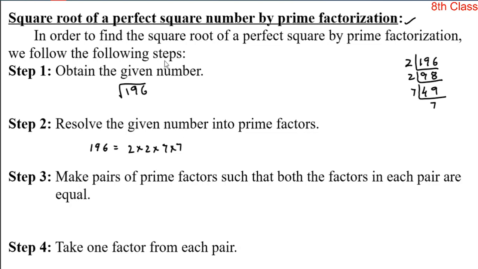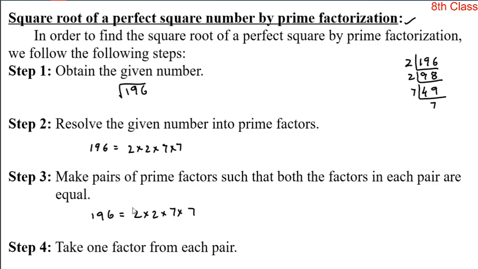That means in this prime factorization method, first we express the given number as a product of its prime factors, like this. 196 is equal to 2 into 2 into 7 into 7. Now make pairs of prime factors such that both the factors in each pair are equal. So from this prime factorization you make some pairs of prime factors, such that both the factors in each pair are equal.